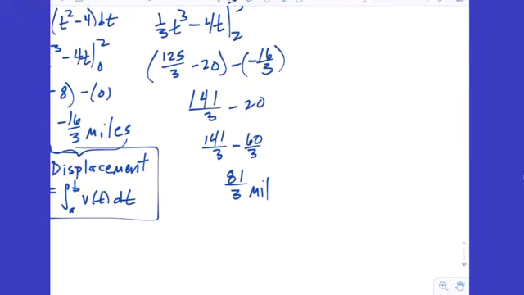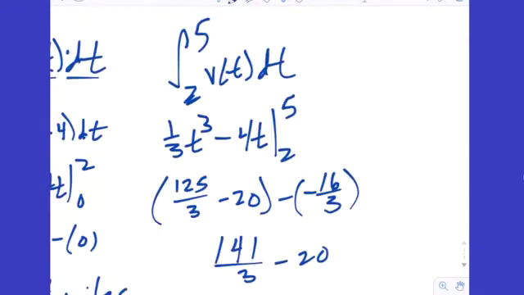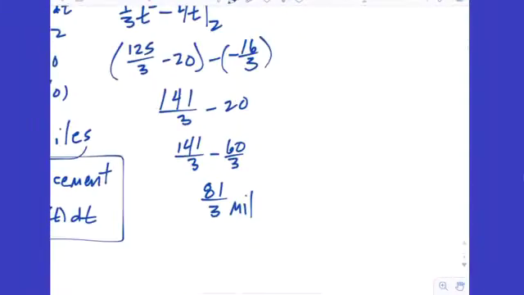They'll ask you to find either the displacement or the distance traveled, or they might give you the integral and ask you to explain what it means. So in this case, if they just ask you to find that integral, then you just say 81 third miles and you're done.